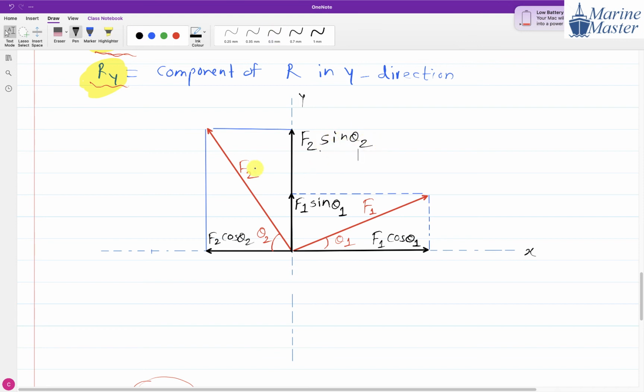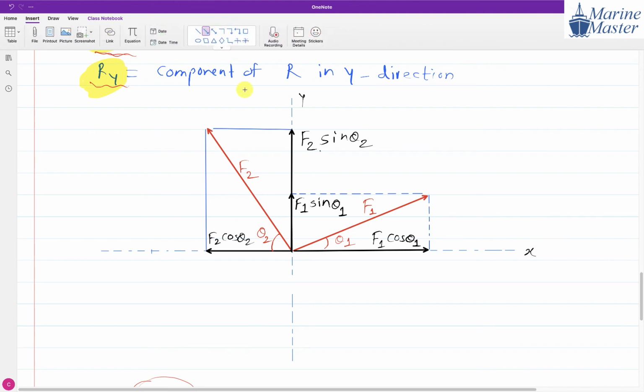And this component will become F2 sin theta 2. Sir, but sin is opposite to cos, right? Yes. Adjacent to the theta is cos, and the other one will be sin, opposite to the theta. Now just have a look at the third one.